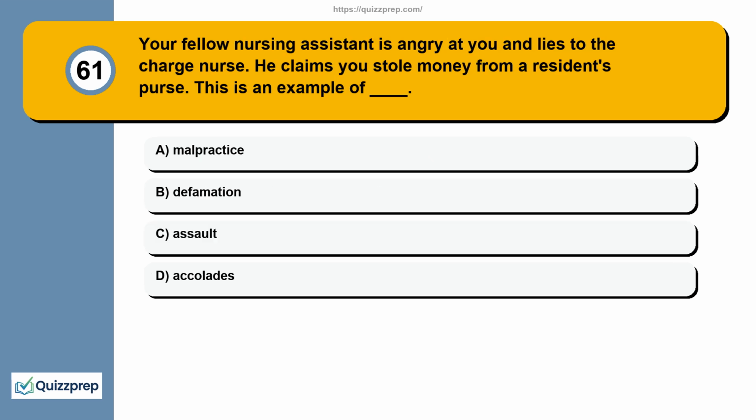Question 61. Your fellow nursing assistant is angry at you and lies to the charge nurse. He claims you stole money from a resident's purse. This is an example of malpractice, defamation, assault, accolades.